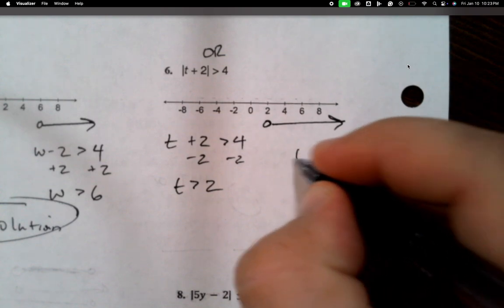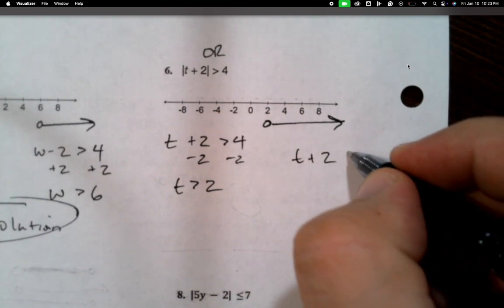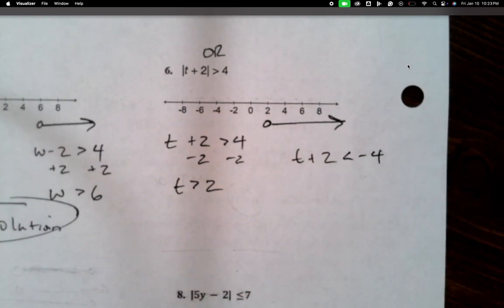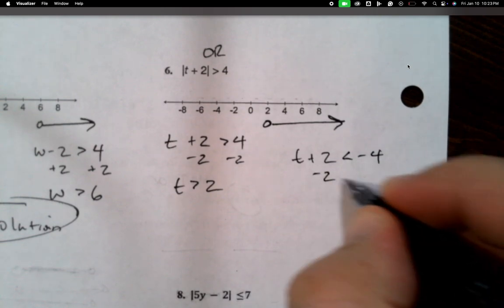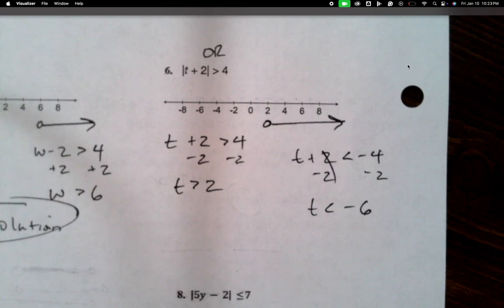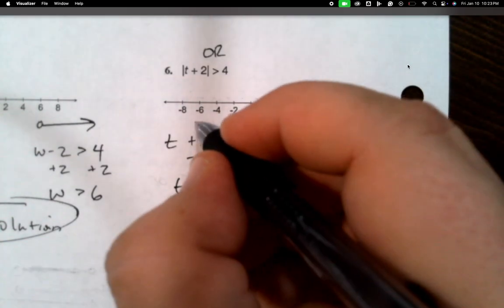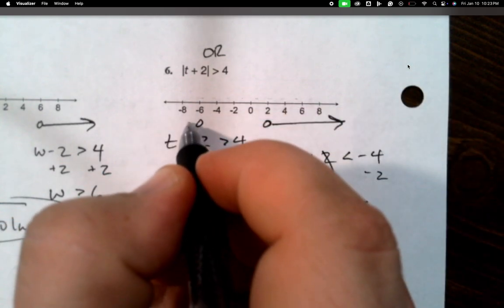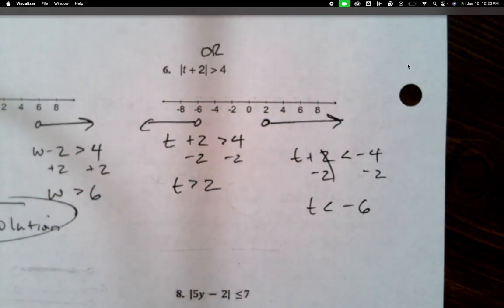Then we set up the second scenario where we change it to less than, and we change the sign to negative 4. So I'll subtract 2 from both sides. Get t is less than negative 6. So I put an open circle at negative 6, and I do it to the left because it's less than.